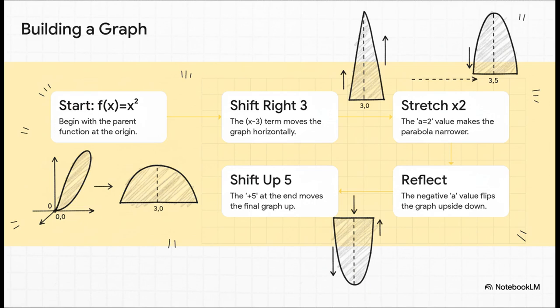We always start with our basic parent, x squared. Then, the x minus 3 tells us shift it right 3 units. Okay, the 2 out front says stretch it vertically. Done. The negative sign in front of the 2 says flip it upside down. And finally, that plus 5 on the end tells us lift the whole thing up by 5 units. See, each piece of the equation is just one specific move.